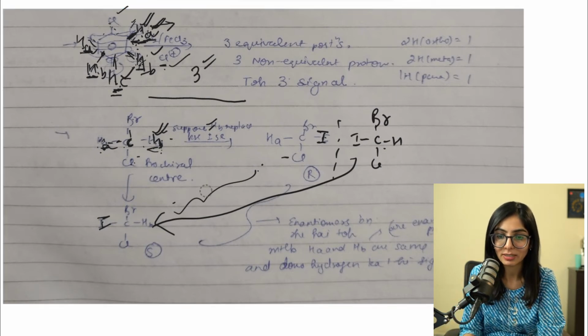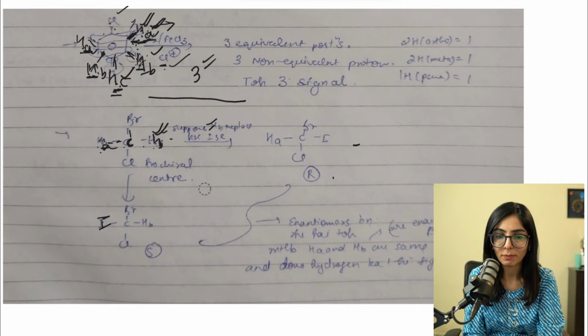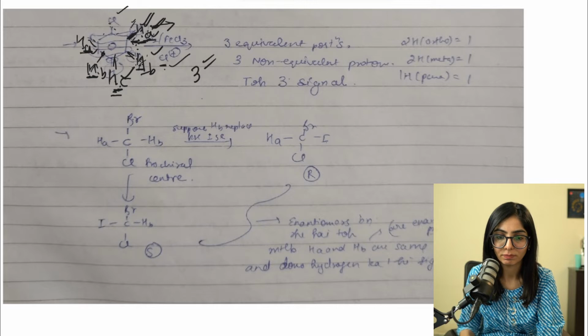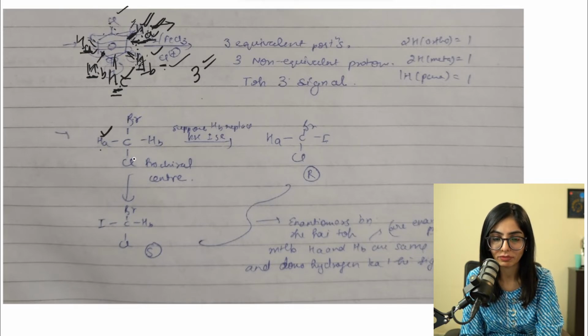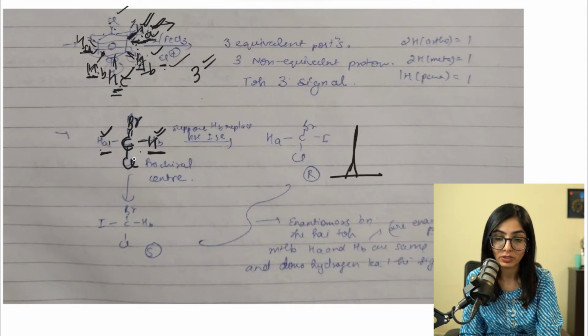I'll just say it in the simplest terms. This must be becoming a little difficult for you, but let's say it in the easiest terms. Fine. I'll take this hydrogen. Next there is carbon. Fine. And then there is bromine, and then there is chlorine. Over here also, this hydrogen, next there is carbon, next there is bromine, then chlorine, and then hydrogen. So both these hydrogens are equivalent and they both will give only one signal like this. They both will give one signal.